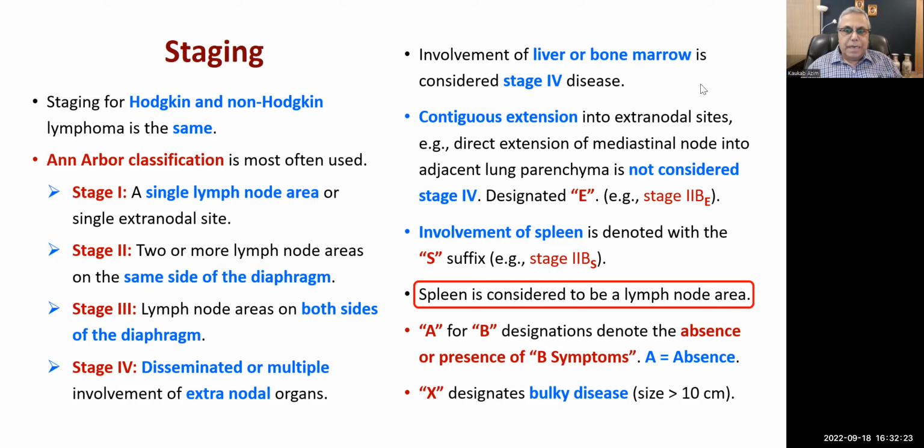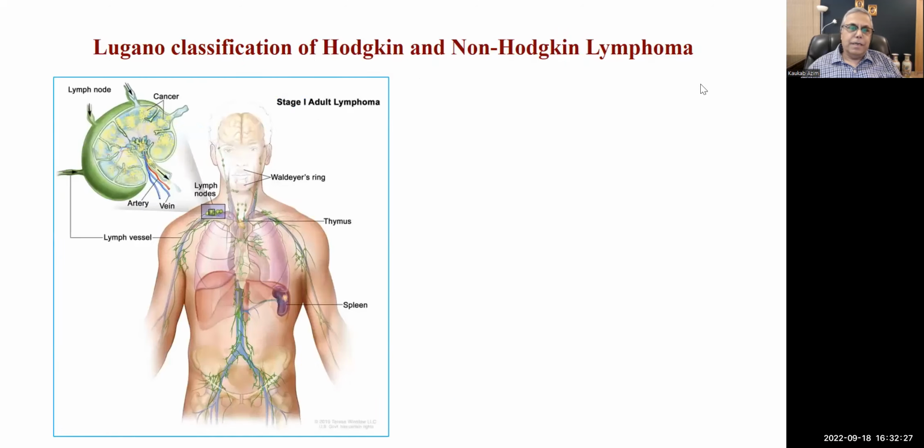So this slide is important. You must know everything that is there in this slide. Now, again, Lugano classification, same thing that I have shown you, stage 1. This shows you stage 1, localized disease, single lymph node, region of the single organ. Okay, so it is on one side of the diaphragm.